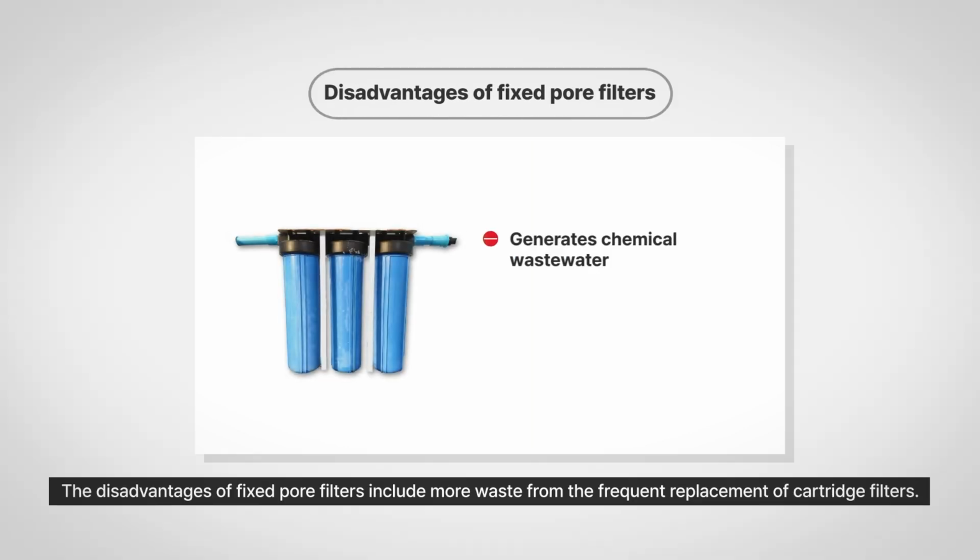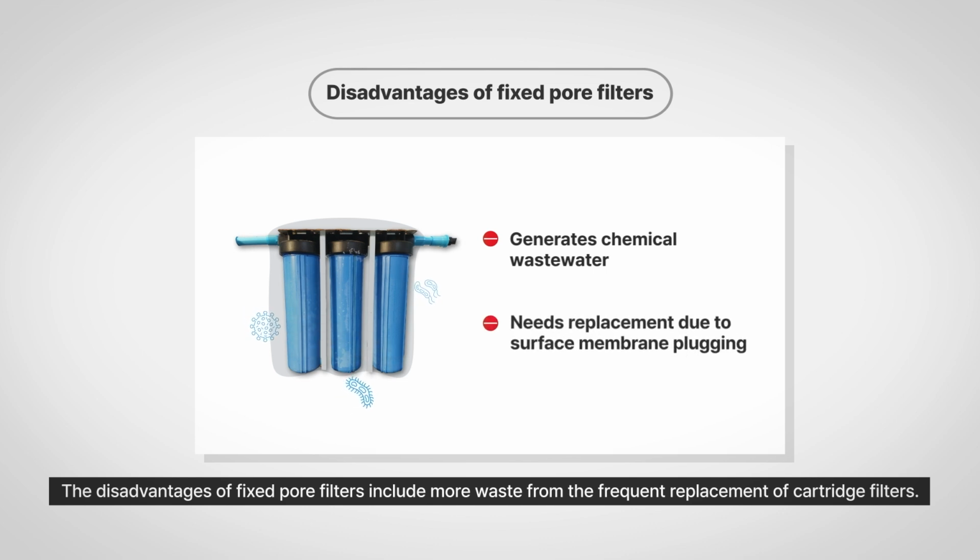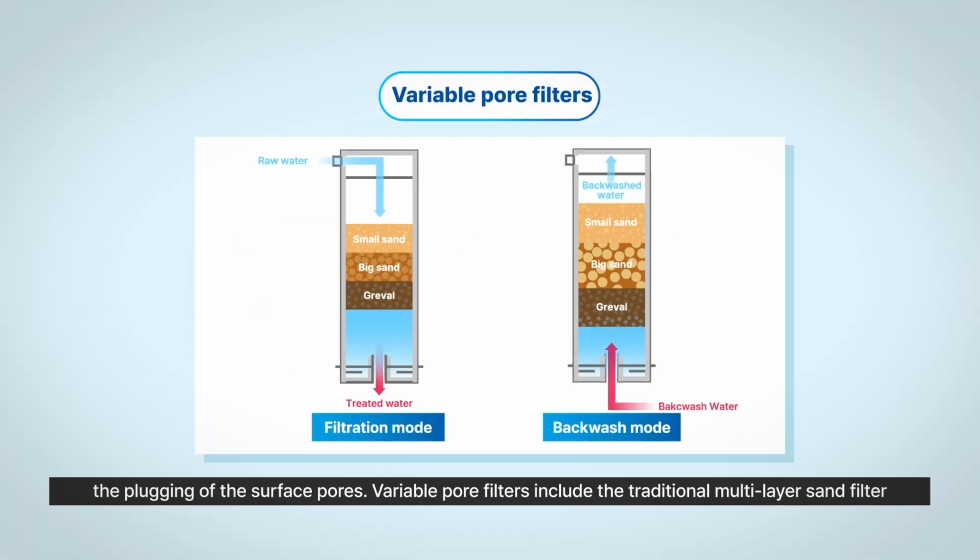The disadvantages of fixed pore filters include more waste from the frequent replacement of cartridge filters. Membrane filters require frequent chemical cleaning due to the surface fouling that accumulates during the process, resulting in chemical wastewater. Ultimately, the filter must be replaced due to the plugging of the surface pores.